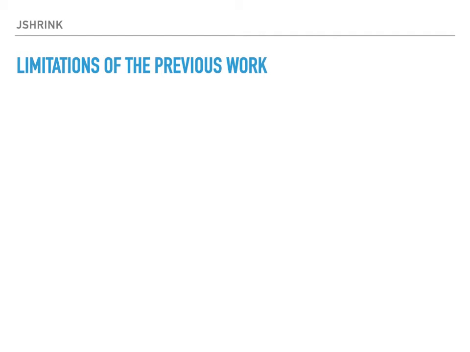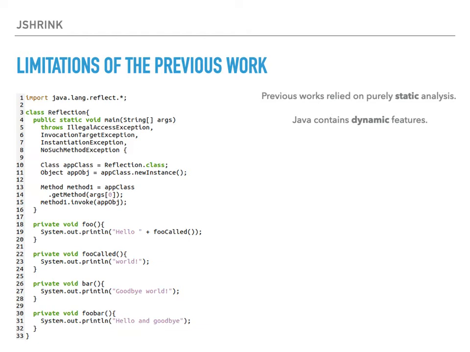And what do we mean by that precisely? Well, in short, previous works relied purely on static analysis. Yet, Java contains a lot of dynamic features. What do we mean by dynamic features? Well, I'll provide here a simple example of a program that utilizes the reflection API, which is what we classify as a Java dynamic feature.